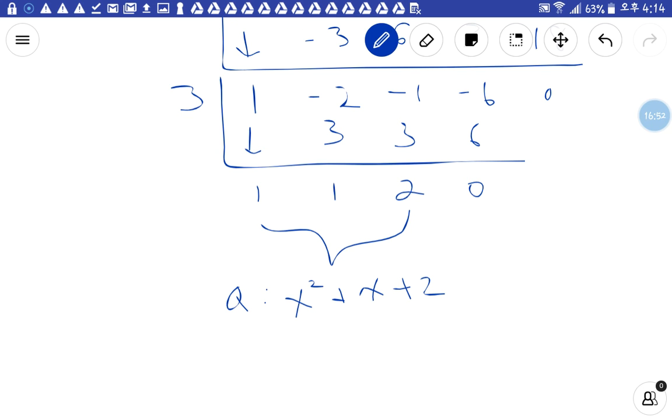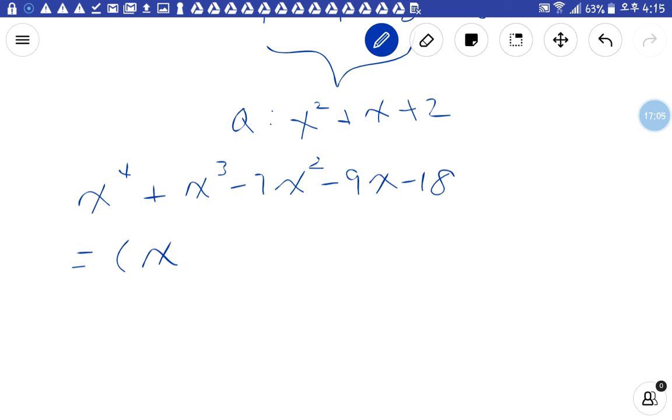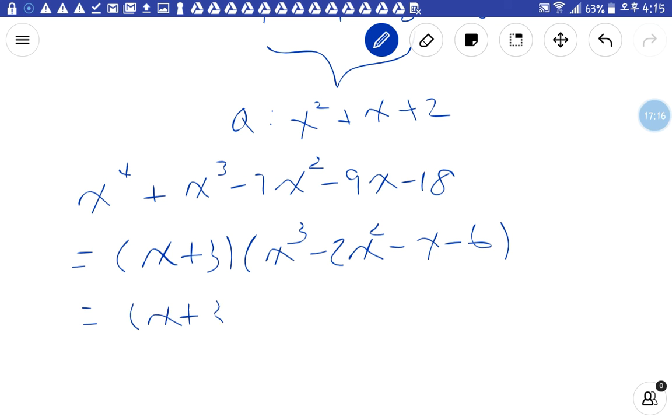So let me rewrite my expression like this. x to the 4th power plus x cubed minus 7x squared minus 9x minus 18 can be written as the product of x plus 3 and x cubed minus 2x squared minus x minus 6, but I could go one more step by using 3, so you get x squared plus x plus 2.